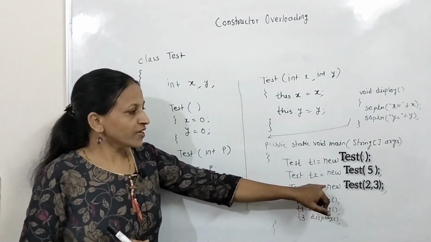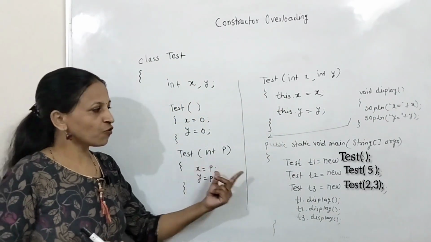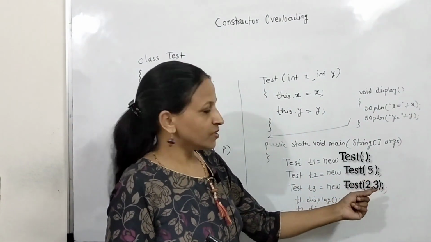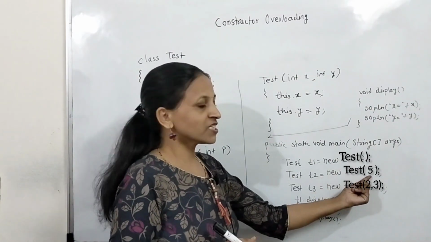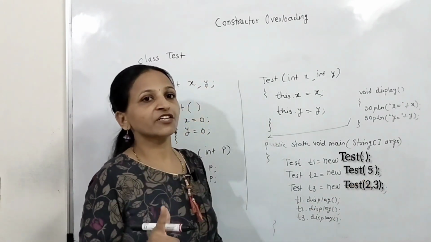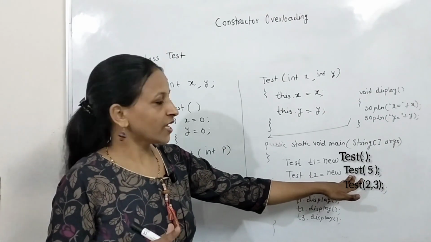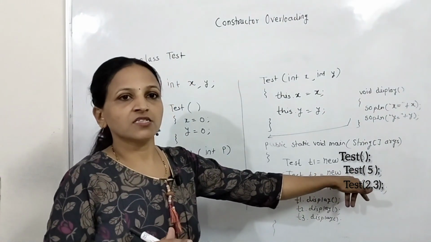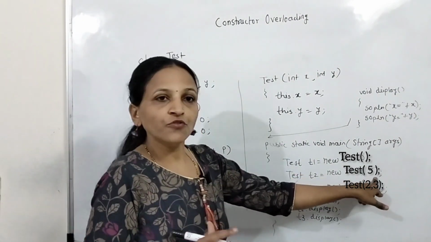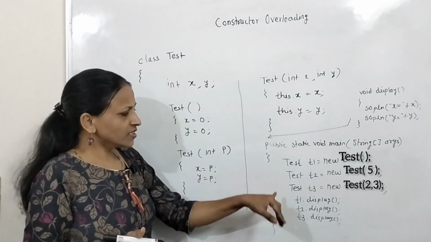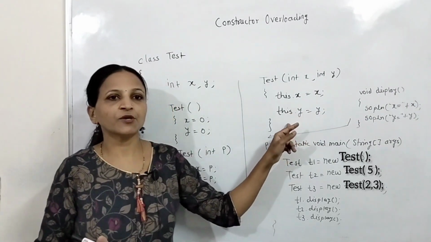In case of t2 we are passing one integer. See what is the match here? This one is the perfect match for this type of statement. Means here I am creating object t2, and while creation of object I am passing only one integer. First object will be created and then the constructor will be called. Okay, in this case one argument constructor will be called, this one, and for x and y of t2 value 5 will be assigned.